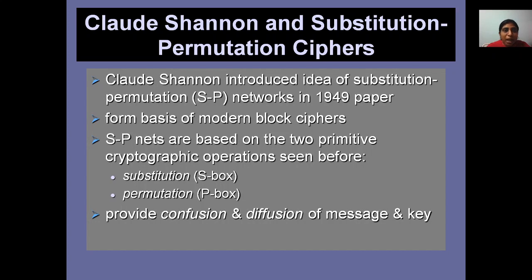Then what is confusion and diffusion? Whenever you apply these S-boxes and P-boxes to the plain text at each round, the cipher gets much more complex and harder for the attacker. The attacker does not know how to retrieve the data. Breaking that algorithm becomes very difficult as you increase the number of rounds. So confusion is related to the substitution and diffusion is related to the permutation.